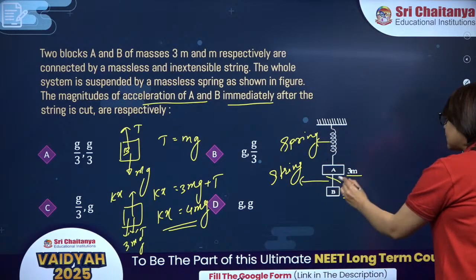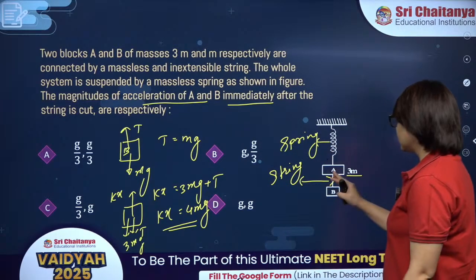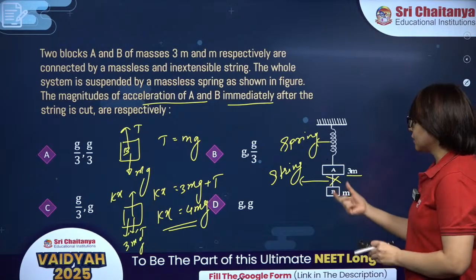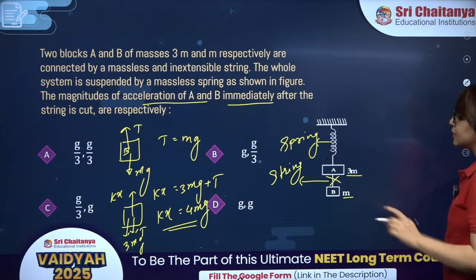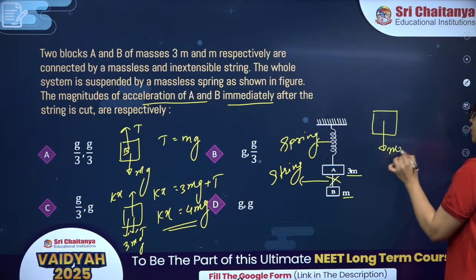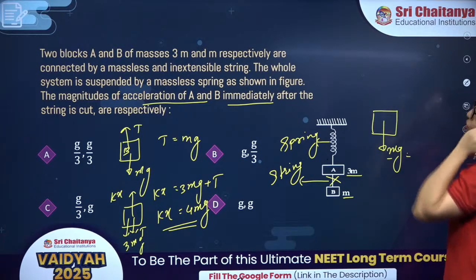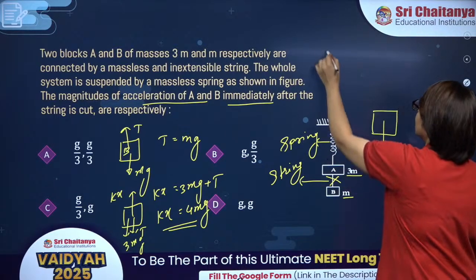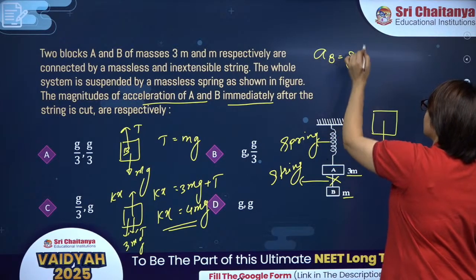Now when you cut this string, the string will become slack immediately over here, and because of that the tension will become 0 immediately. So B will fall under the influence of gravitational force only. So acceleration of B is equal to g only, right? Acceleration of B is equal to g only.